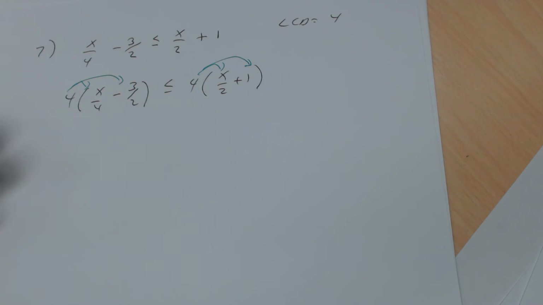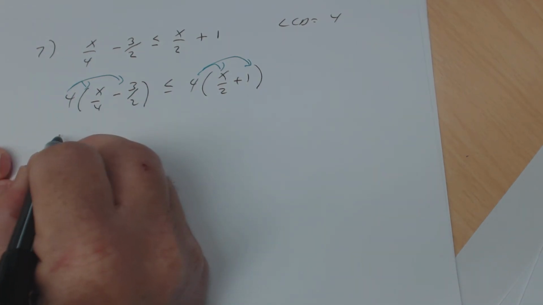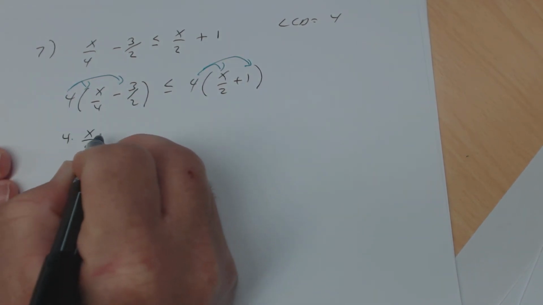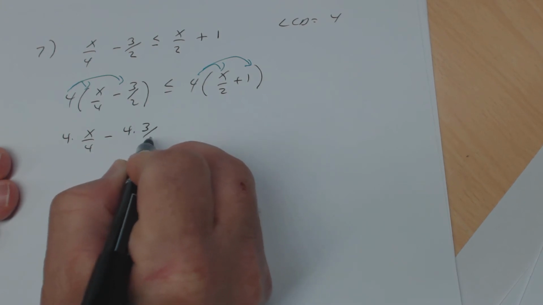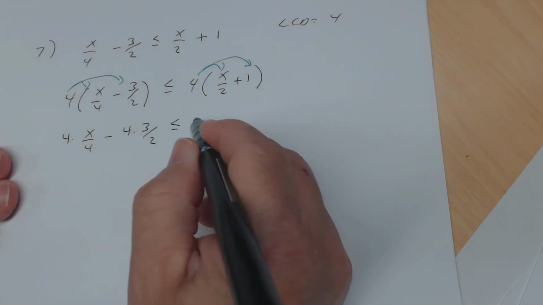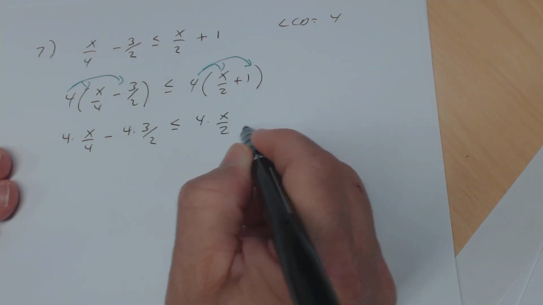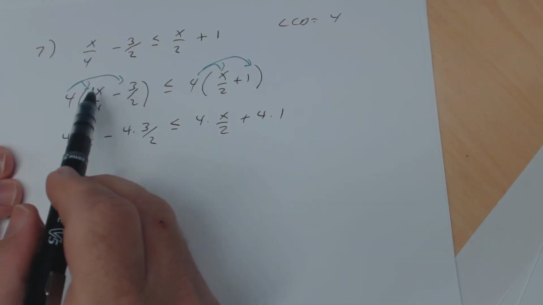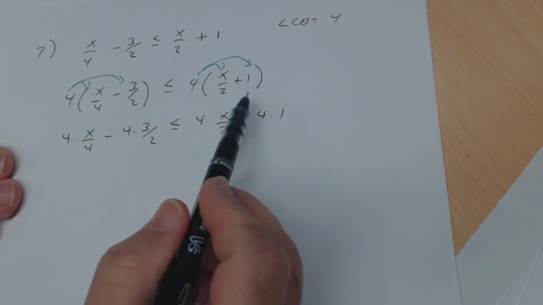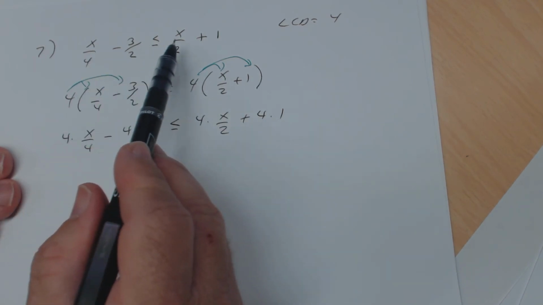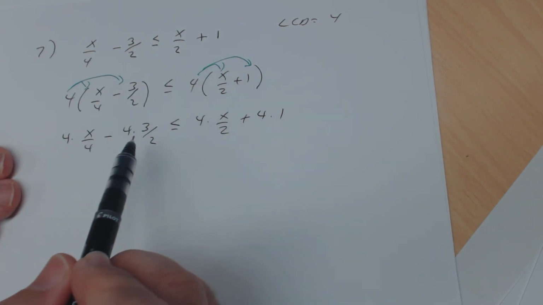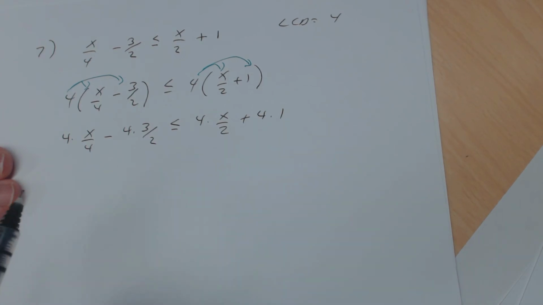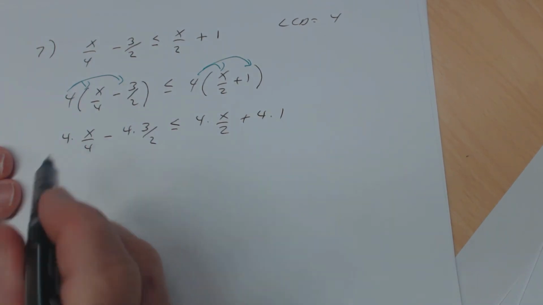So you need to actually do this next step. You need to say 4 times x divided by 4 minus 4 times 3 divided by 2 is less than or equal to 4 times x divided by 2 plus 4 times 1. So every term has to be multiplied by 4. Notice they're being multiplied by 4. And so then you reduce.